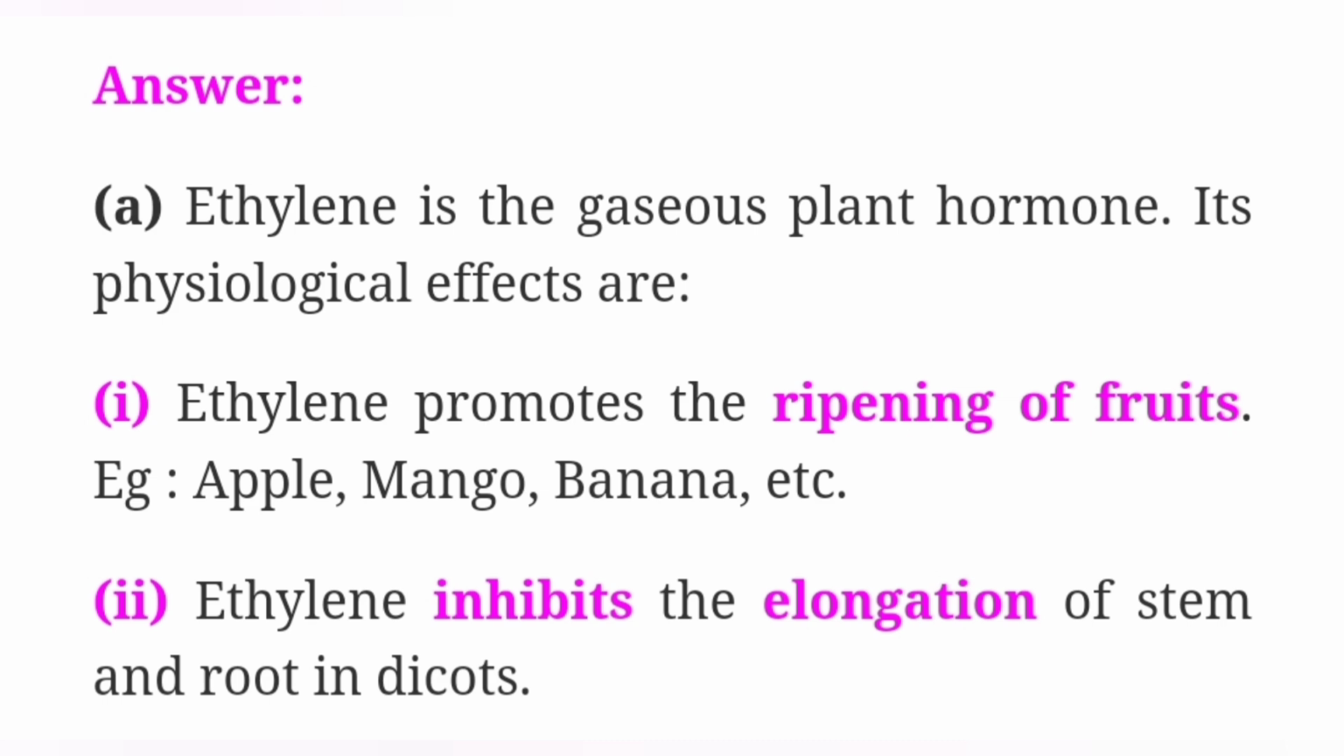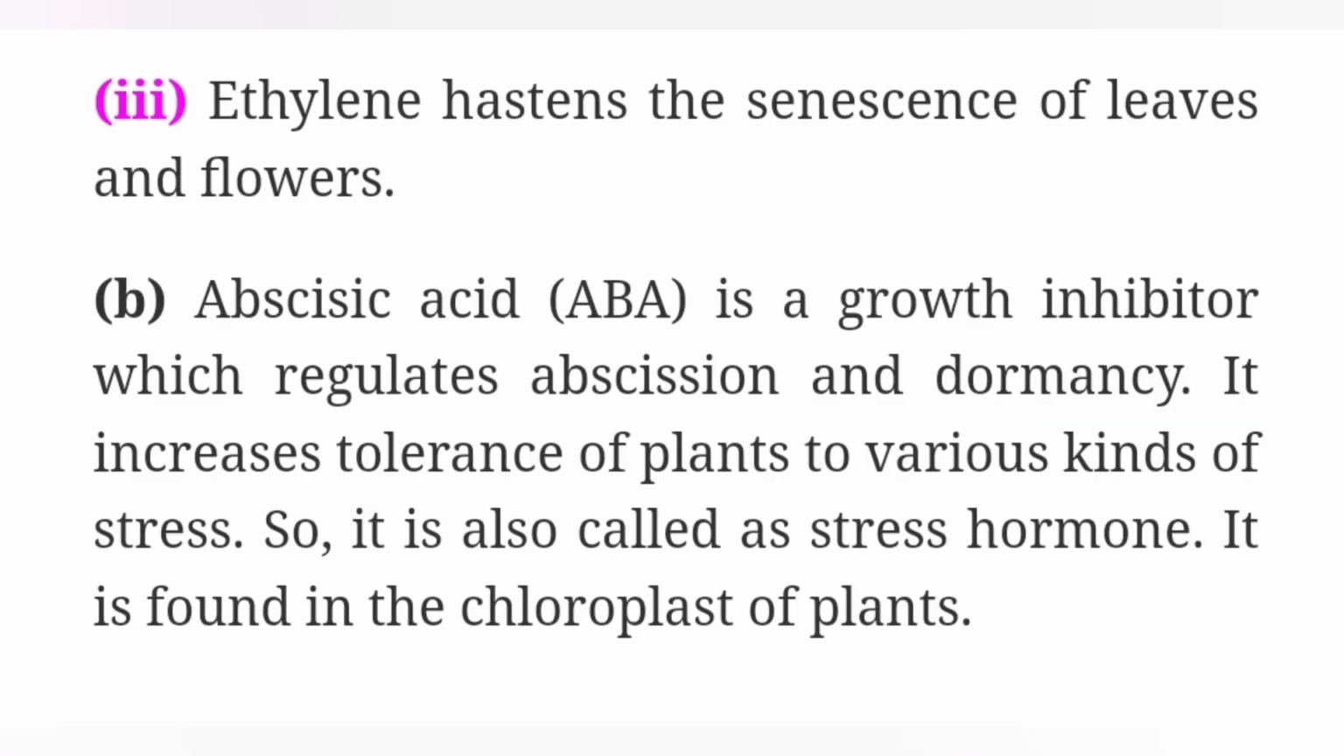Answer, option A, ethylene is the gaseous plant hormone. Its physiological effects are: first point, ethylene promotes the ripening of fruits, for example apple, mango, banana, etc. Second point, ethylene inhibits the elongation of stem and roots in dicots. Third point, ethylene hastens the senescence of leaves and flowers.